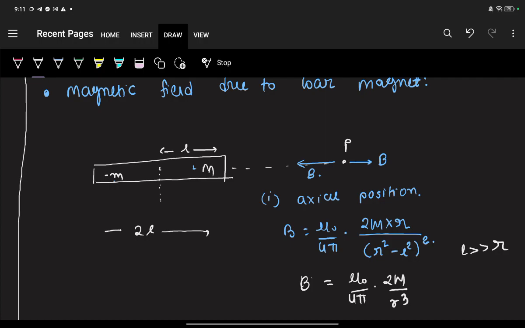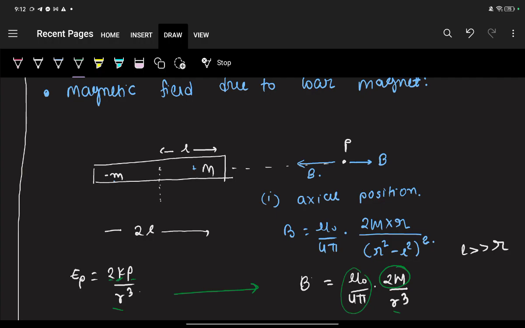So remember we found out the electrostatic field due to an electric dipole, and it was 2kp upon r cube. Remember? So it is similar to that. See, mu naught upon 4 pi is constant, k is constant. Here it is 2M, here it is 2p, r cube, r cube. So you only need to remember one chapter's formula. You will automatically remember the other chapter's, right? So it is very useful.